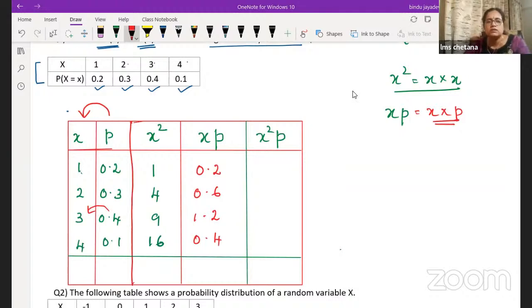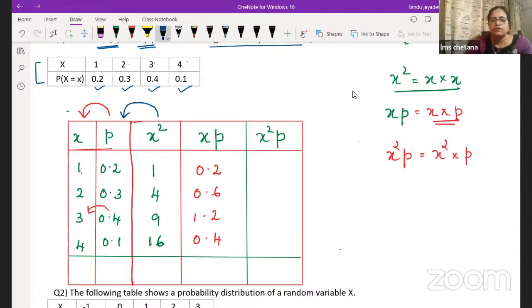Are you getting the same column? Yes, correct. Now next is x square p. This is the same column method you used for standard deviation. X square p: x square multiplied with p. Where is the x square column? This is your x square column. Therefore, I'm going to multiply this column with this column.